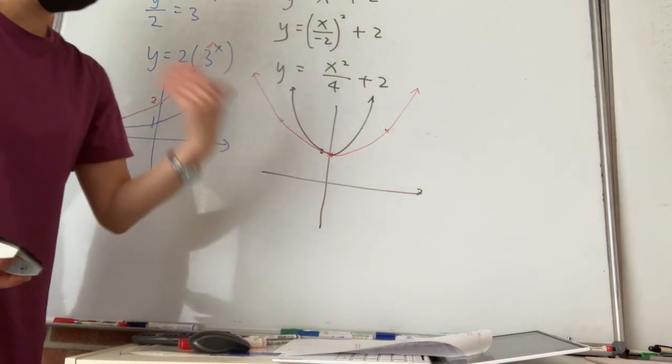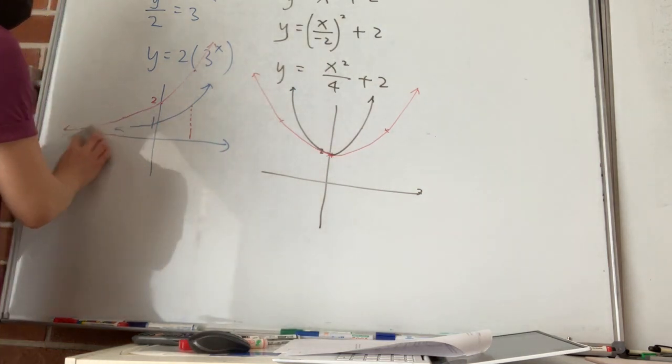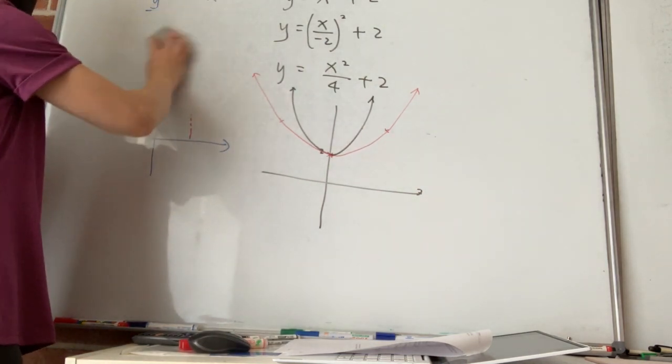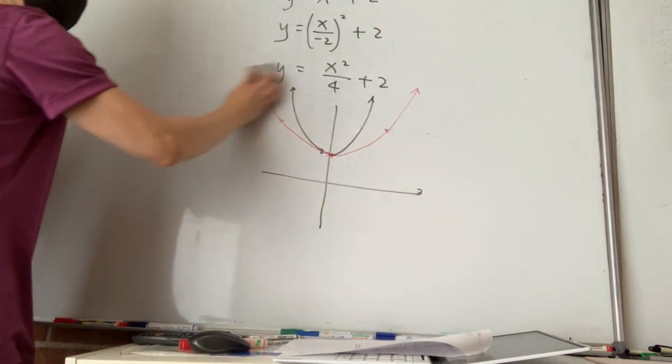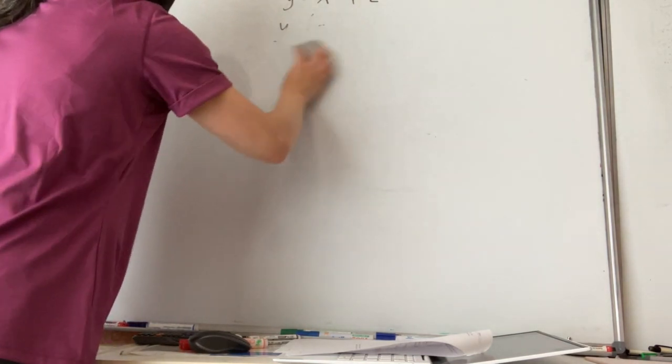Right, now if you look at question 3, what will you do? Stick to our rules of vertical dilations. That means the factor goes under the y. Horizontal dilation, the factor goes under the x. That's what you do.